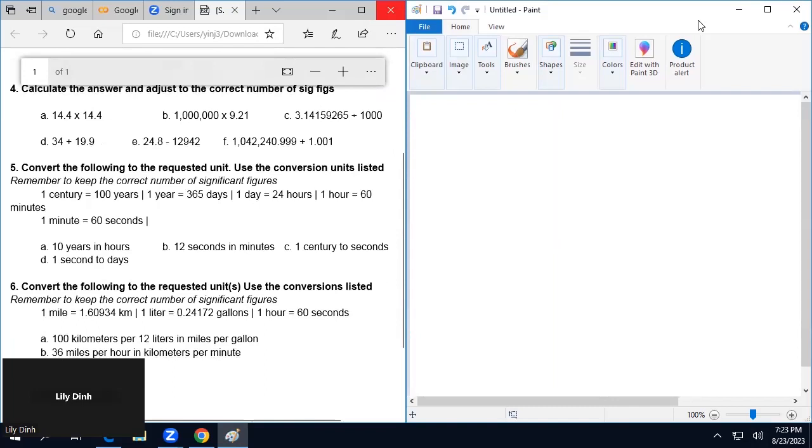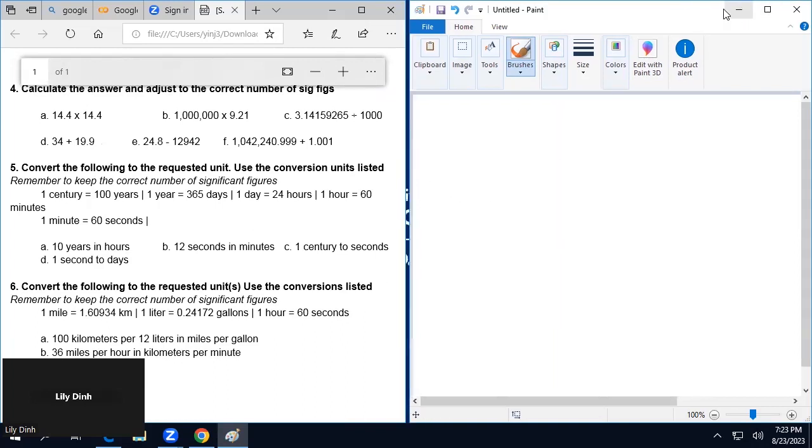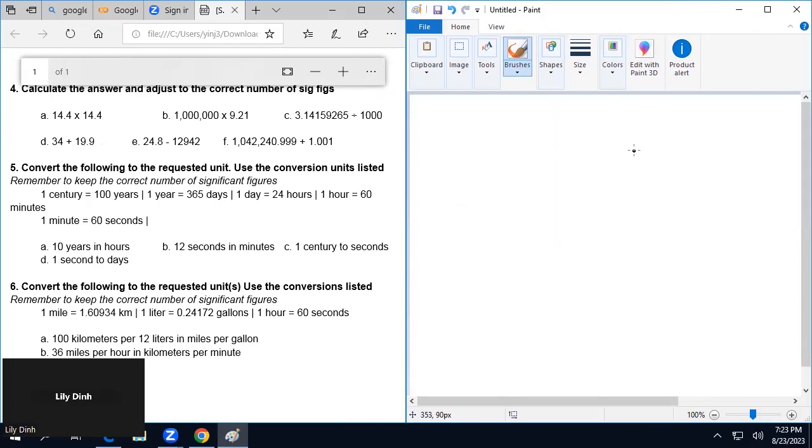Okay. So in my opinion, the hardest part of what she covered today is conversions. What she went over was, I call it fractional conversions, because she uses a fraction to keep track of what conversion she's doing. So, let's start with the first question. Using these conversions, if you can read them, you're going to convert 10 years into hours.